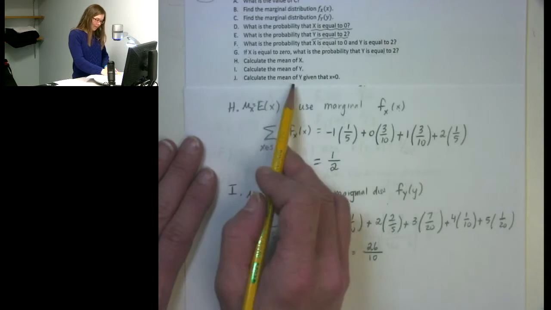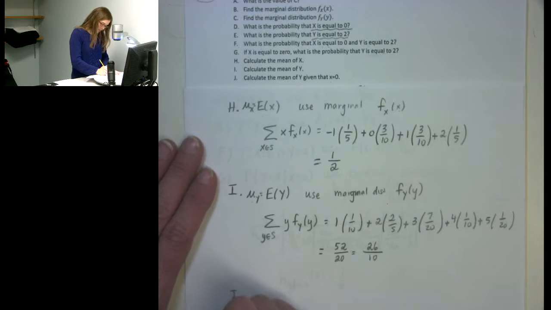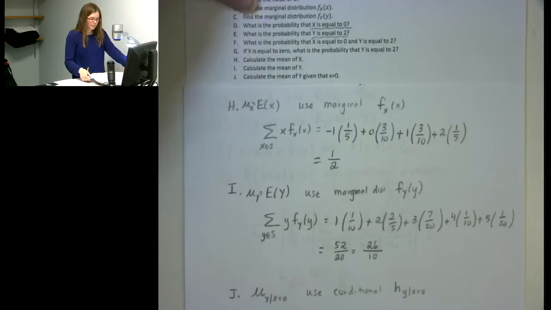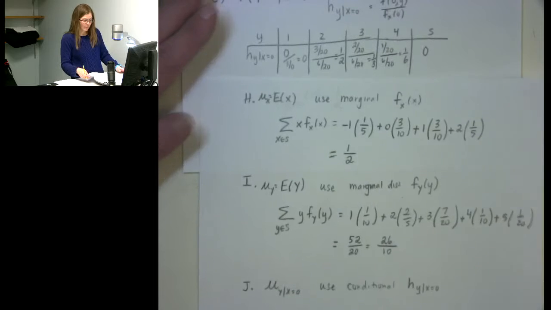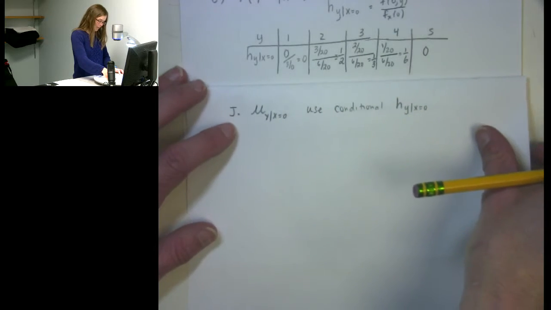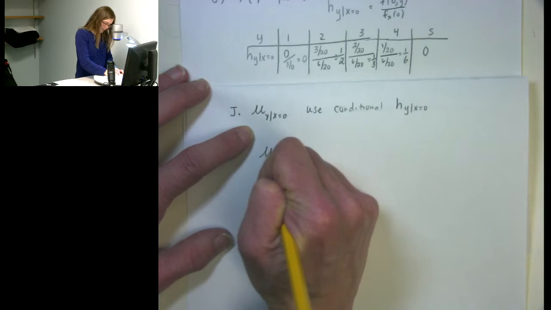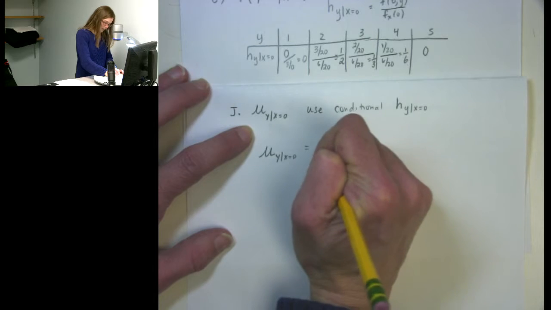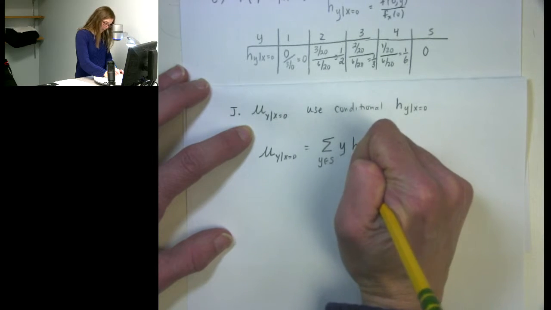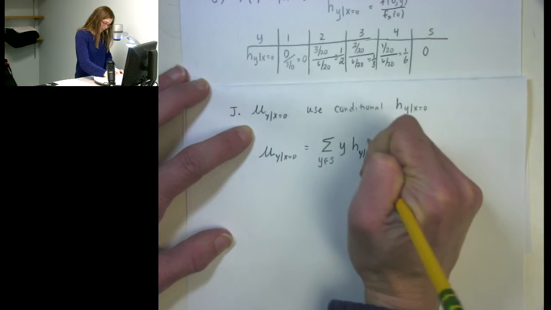And then the last thing I'm going to do is calculate the mean of y given that x is equal to 0. Here I'm going to use the conditional distribution because I'm finding a conditional mean. That distribution I found earlier. Here it is. So I'm going to sum over all the values of y in the support, times the conditional probability of that value.